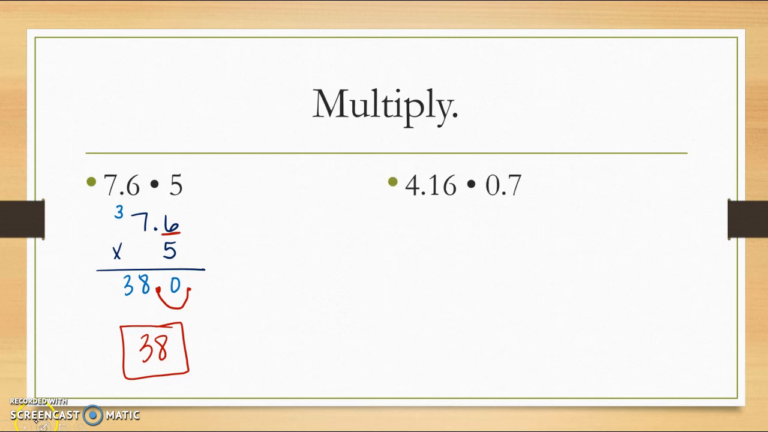Okay, our second problem, both of these numbers have decimals. So we're lining up our digits, 4 and 16 hundredths times 7 tenths. Remember, our decimals do not line up here, just our digits. And we're going to multiply like normal. So 7 times 6 is 42. Regroup with your 4. 7 times 1 is 7, plus 4 is 11. Regroup with that 1. 7 times 4 is 28, plus 1 is 29.